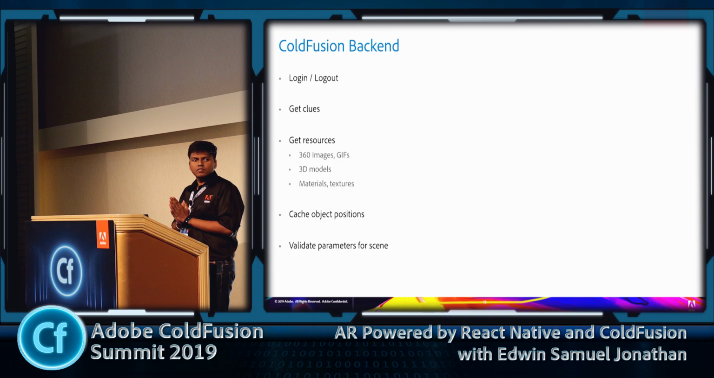Finally, we're going to be caching the positions of these objects in the real world. Whenever we embed an augmented reality object in our application, it needs to be attached to a position. These positions would change depending upon the form factors of the device you're using. So for that, I'm going to be using ColdFusion's caching feature. And finally, if it's a location-based scene, I'm going to be validating the parameters of the location. For that, I have another function. So let's quickly take a look at what the ColdFusion code would look like.